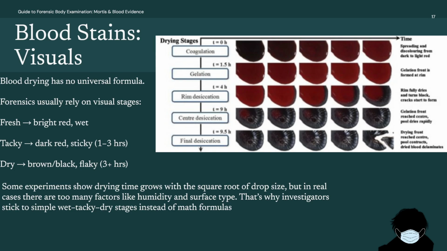So these are the bloodstain visuals. As you can see, this is fresh blood, and then as coagulation occurs and then finishes at central desiccation, the blood becomes drier. Anyways, tacky blood occurs usually between 1 to 3 hours, and dry blood occurs after 3 hours. But as it is said, drying time grows with the square root of drop size. But in real cases, there are too many factors like humidity and surface type. That's why investigators stick to simple wet, tacky, dry stages instead of math formulas.